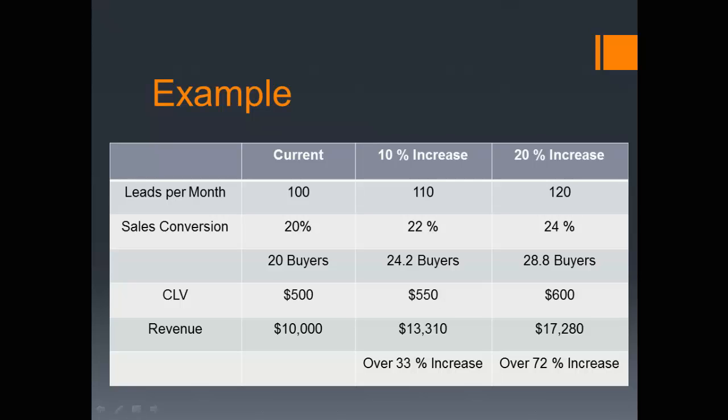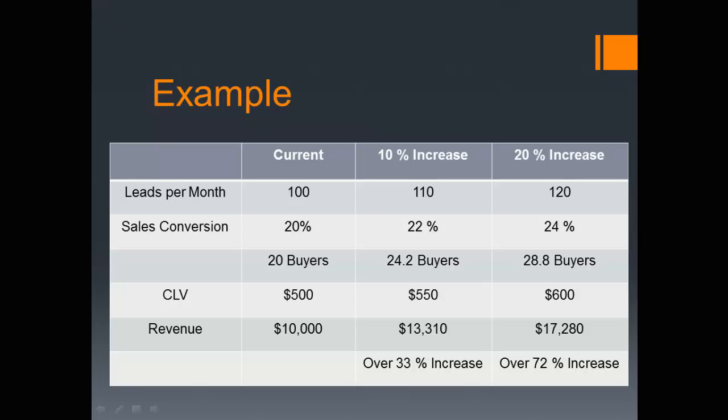So 100 leads per month at a 20% closing ratio at $500 per time they come in is $10,000 in revenue per month. So say if you go in and you're able to affect a 10% change in these 3 areas, leads, sales conversion, and the amount a client spends with your business, you can dramatically increase the bottom line. So let's look at the numbers.